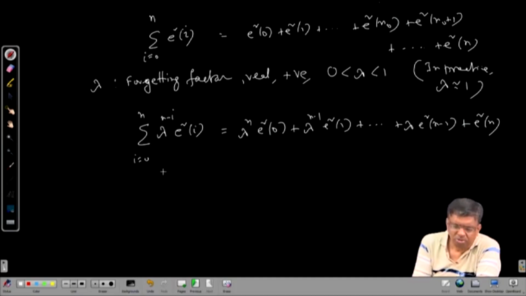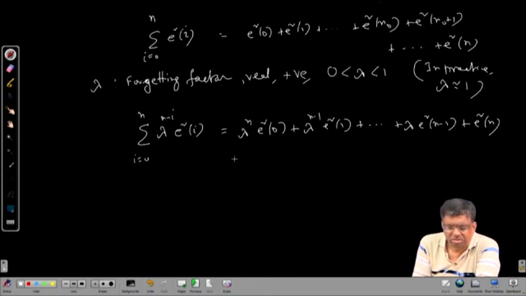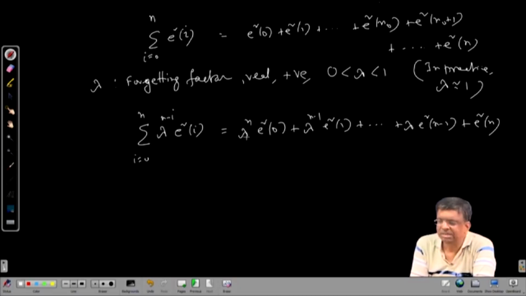So, the overall contribution of the errors in this summation will come mostly from the current e n and some of the past e n's, e n minus 1, e n minus 2, maybe e n minus 3, like that. Terms which are very remote, like e 0, e 1, e 2, their contribution will be very small because their corresponding power of lambda will be large and lambda is less than 1.